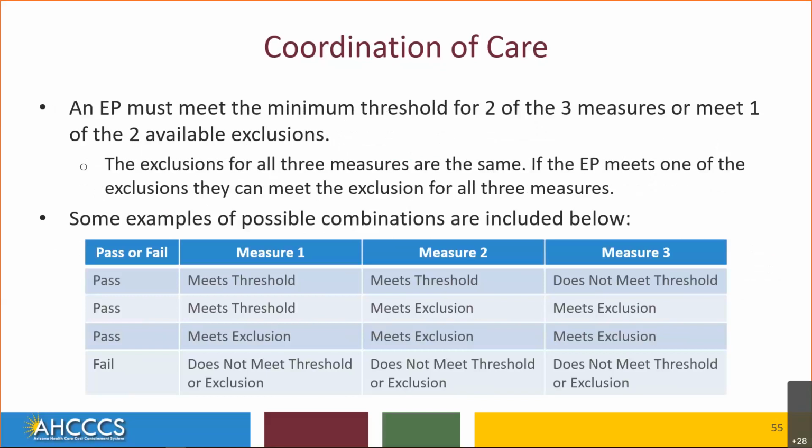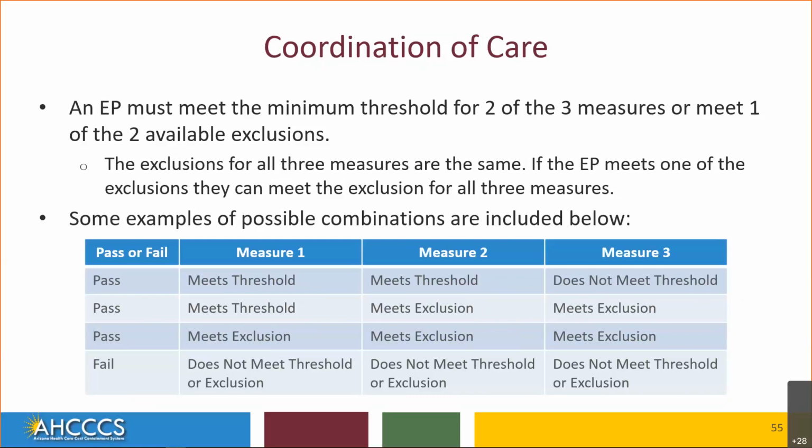In the far left column, it says whether the provider would pass or fail depending on the scenario on that row. So let's go through the first scenario. It's showing the provider is passing, but for measure 1, it shows the provider meets the threshold. For measure 2, again, they're meeting the threshold. However, for the third measure, they do not meet the threshold. This is not required because the provider only needs to meet 2 of the measures underneath this objective.